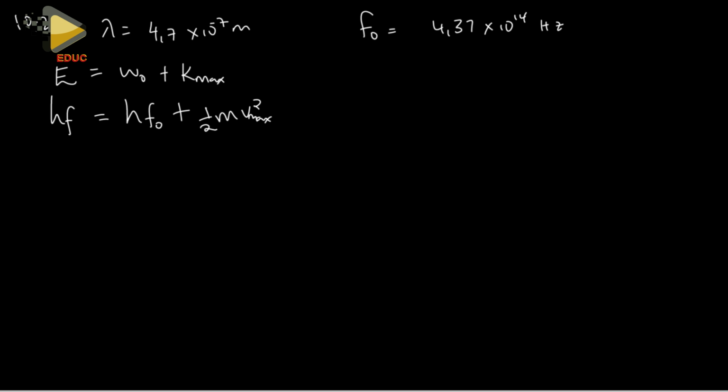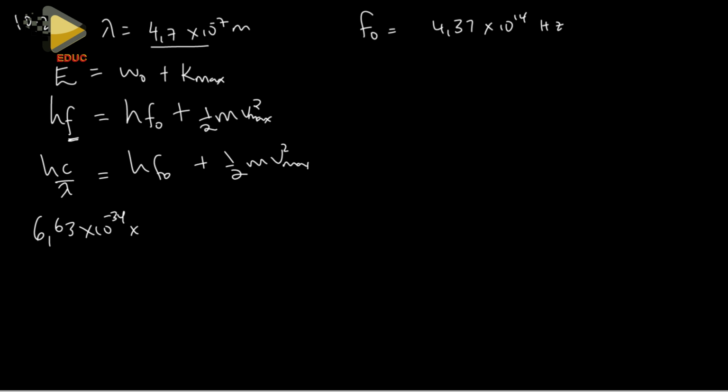Do we have the frequency? No. They gave us just the wavelength. So this needs to change. C over wavelength is equal to hf naught plus a half mv squared max. Do the substitution, that's 6.63 times 10 to the negative 34. The speed of light is 3 times 10 to the 8. The wavelength they gave us is 4.7 times 10 to the negative 7.